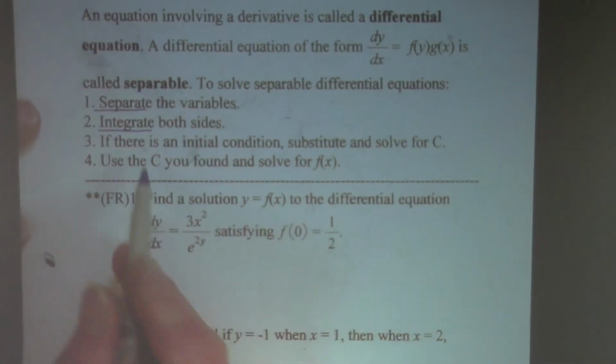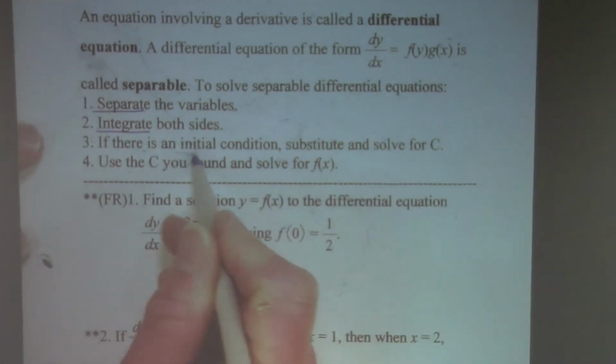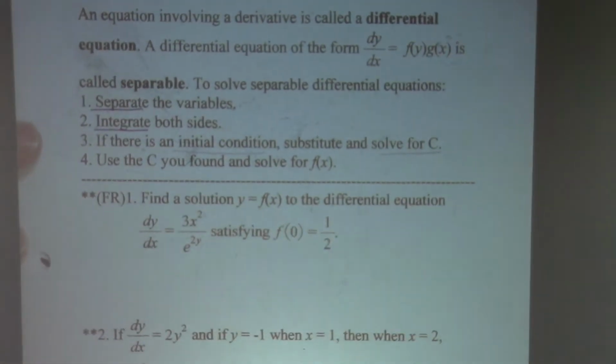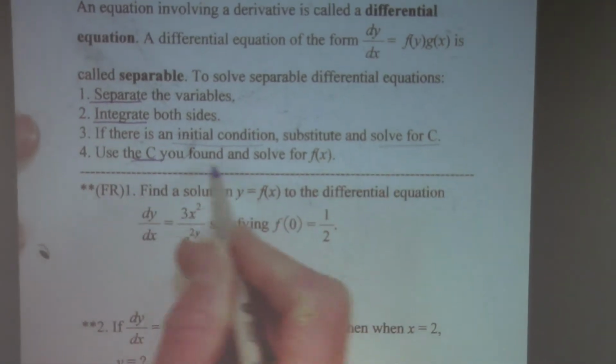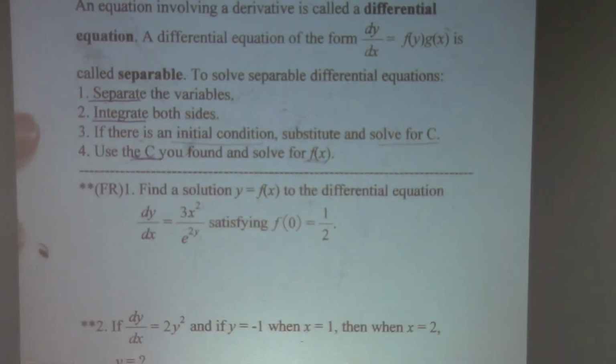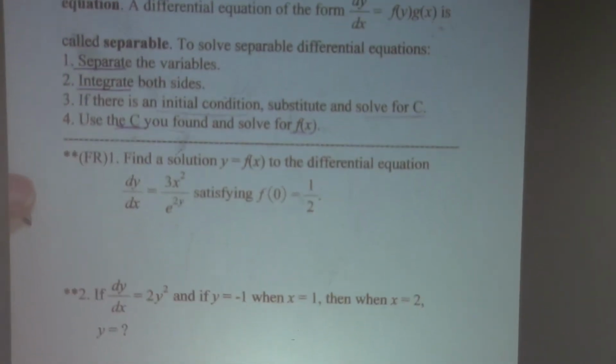Then we know when we integrate an indefinite integral, we'll have a plus c involved. If there's an initial condition given, we'll find c. And then finally, once we have c, we'll put in that value for c, and we will solve for y or f of x and get our final answer. Okay, so let's put these 4 steps into practice on number 1.